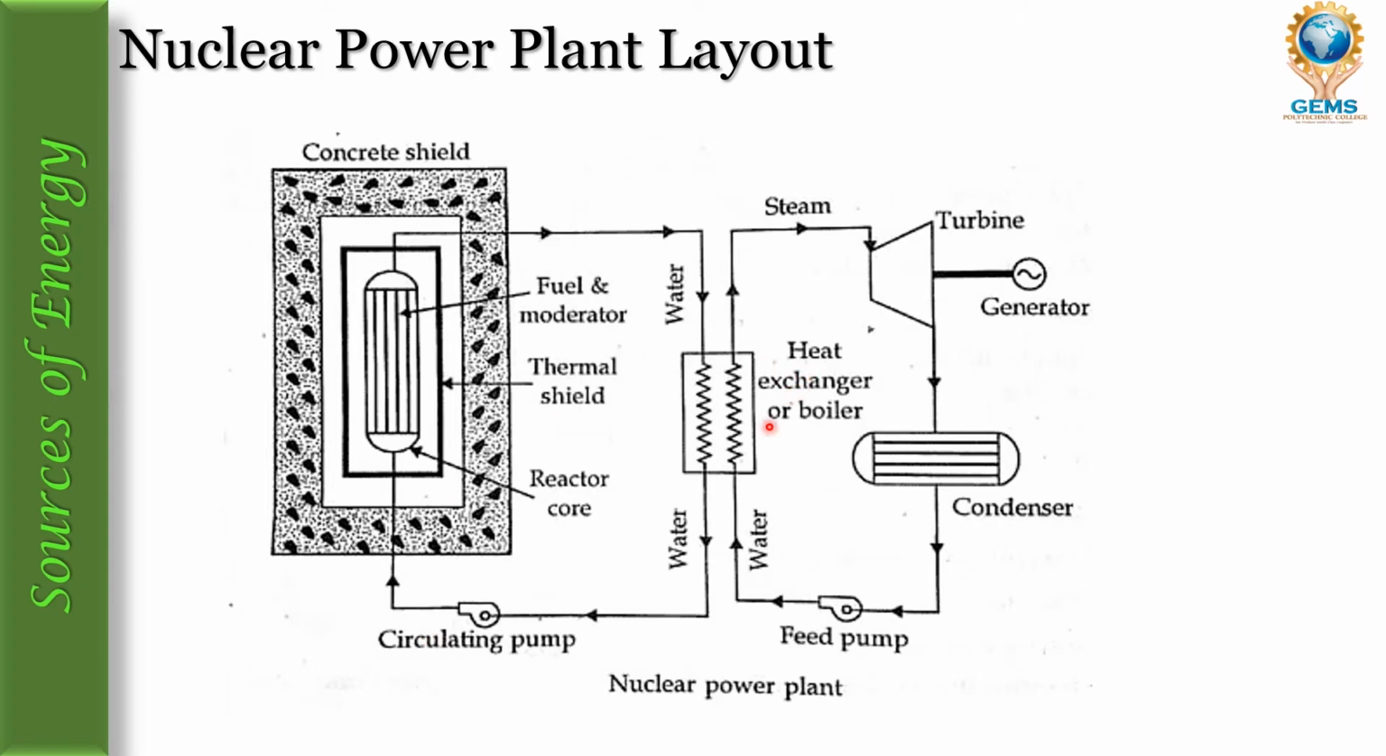In the secondary circuit, the same water absorbs this heat and becomes steam, and it runs a turbine, which in turn runs a generator. From the turbine, the steam enters the condenser. It condenses, then using the feed pump, it is pumped again into the heat exchanger. We provide primary and secondary heat exchangers because the water coming out of the reactor contains radioactive elements, which are harmful to the atmosphere. For that reason, we use the secondary circuit.